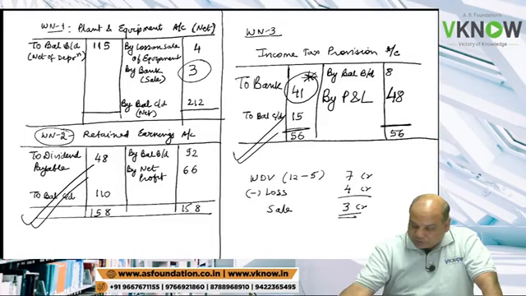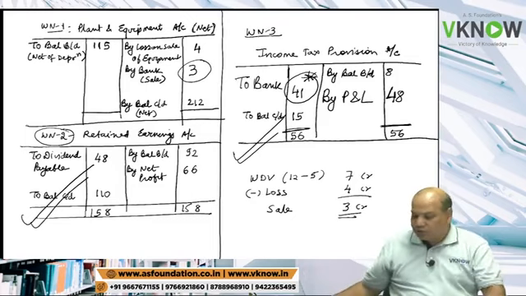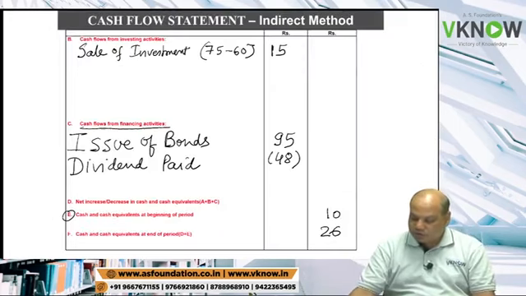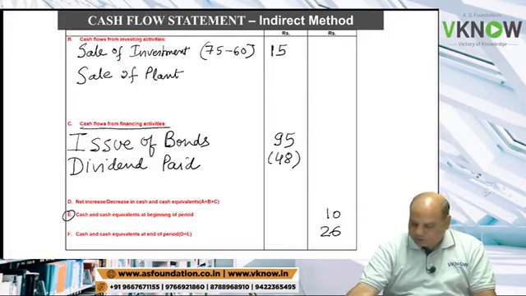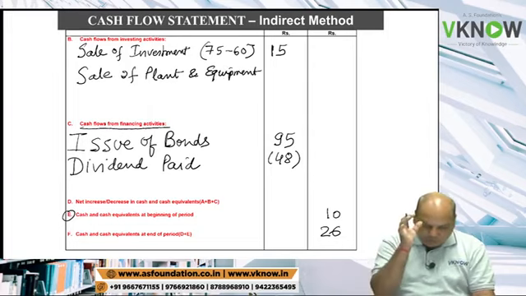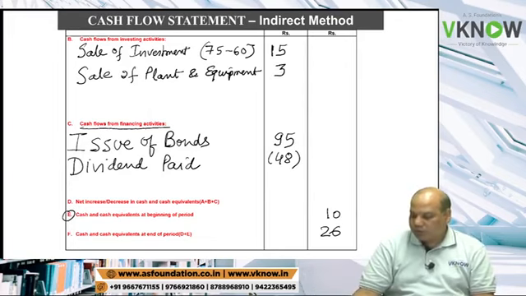Where will you transfer the 3 crore figure? Investing or financing? So you will say we will transfer to investing activity. Sale of plant and equipment 3. This is given in the problem.